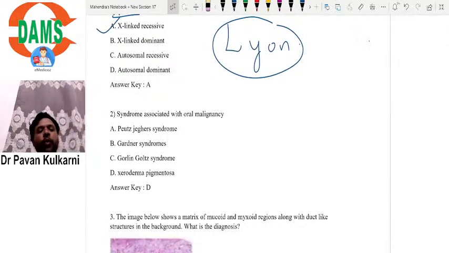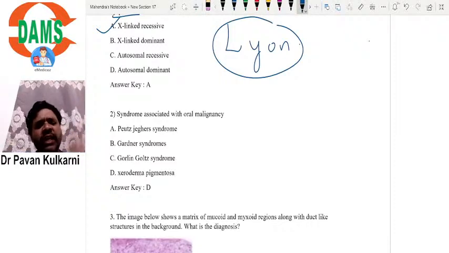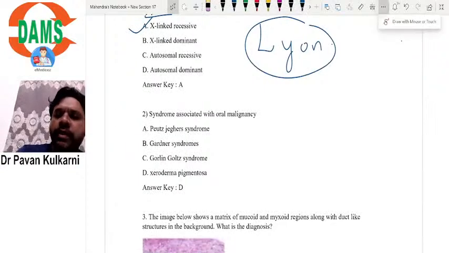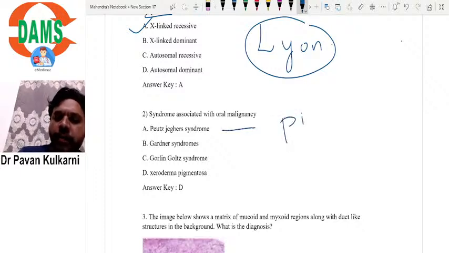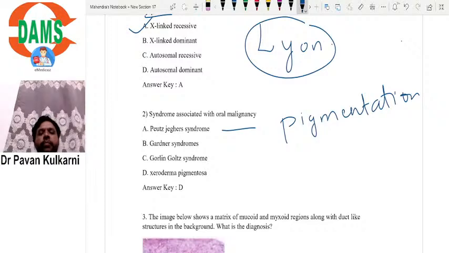Syndrome associated with oral malignancy. See here, it's very simple. If you see the different syndromes, Peutz-Jeghers syndrome. What is the most common oral manifestation associated with Peutz-Jeghers syndrome? Just remember P for P. P is pigmentation. So Peutz-Jeghers syndrome exhibits pigmentation. It doesn't have any oral malignancy.